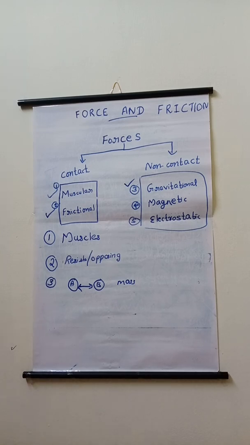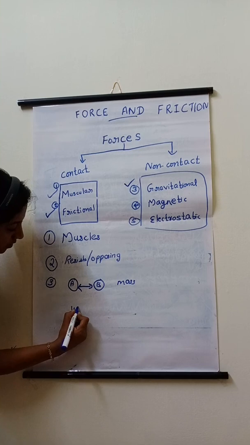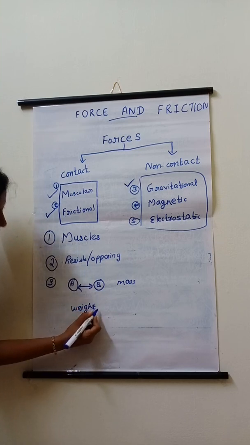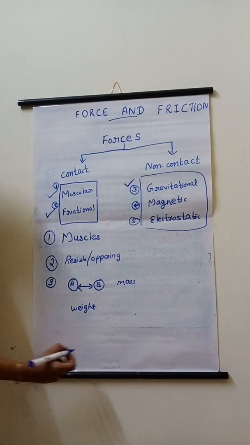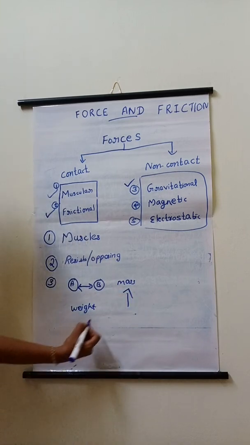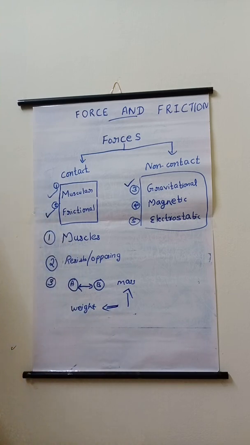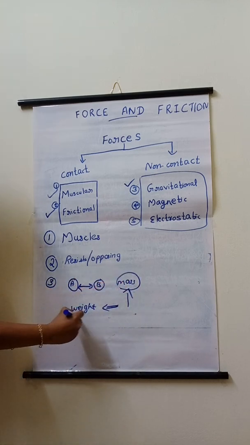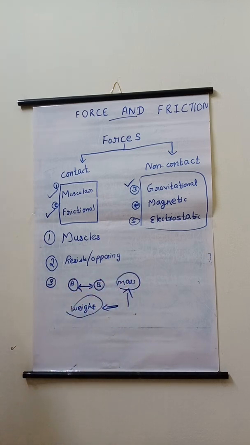The gravitational force of the earth acting on a mass is called the weight of the object. So this gravitational force which is acting on the object which has some mass is known as what? Weight. Whereas mass is the amount of matter that an object contains, that we have already learned. So we have to realize that mass and weight are different.